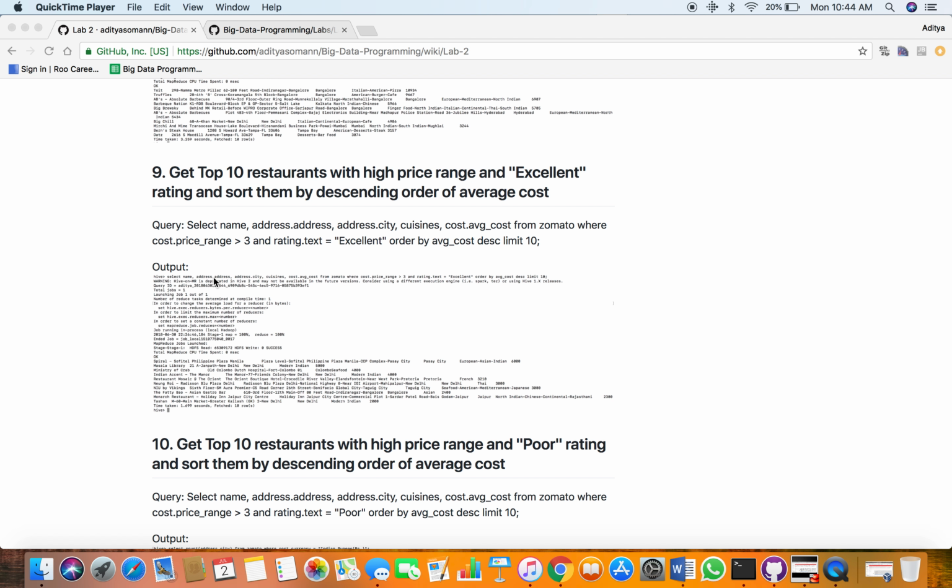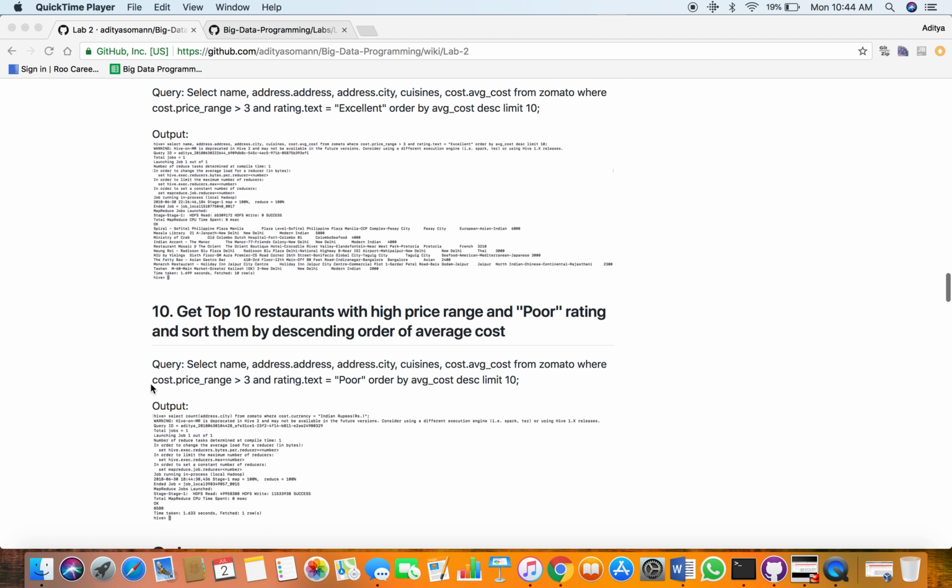The ninth query will be, we'll have the top 10 restaurants with the highest price range and excellent ratings and sort them by descending order of their average costs. This is the query performed, and this is the output.